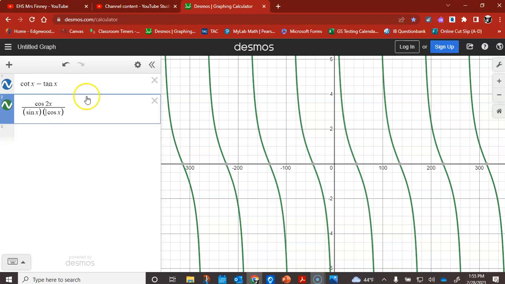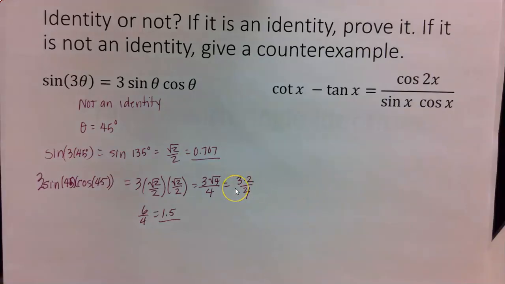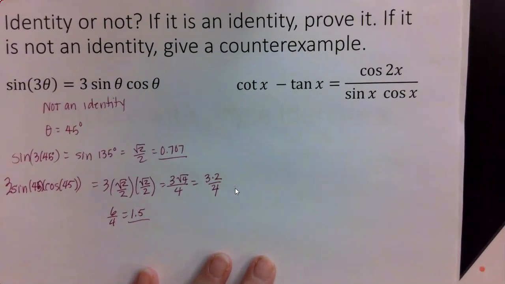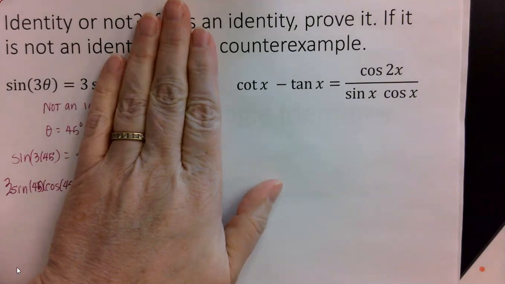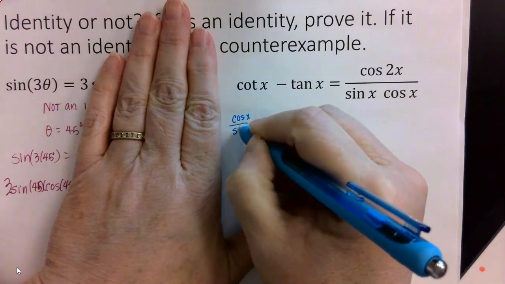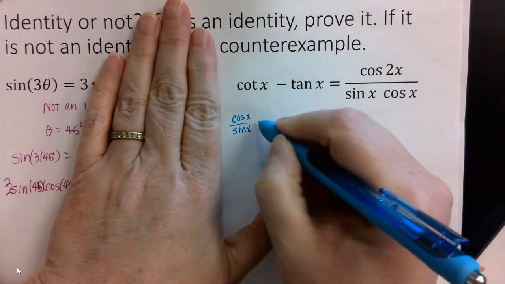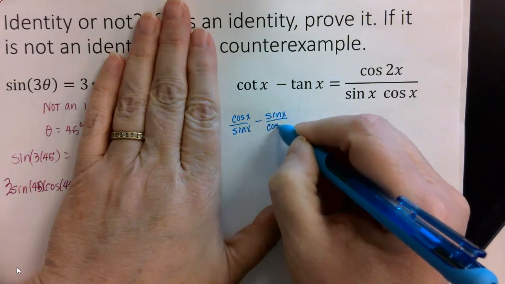So I'm going to come back over here and we're going to prove it. I know we don't like to use the P word, but we're going to prove this. So we graphed it. Looks like it's an identity. So my first attempt here, I'm going to start on the left side, and I'm going to rewrite that in terms of sines and cosines. So cotangent is cosine x divided by sine x. And tangent is sine x divided by cosine x.